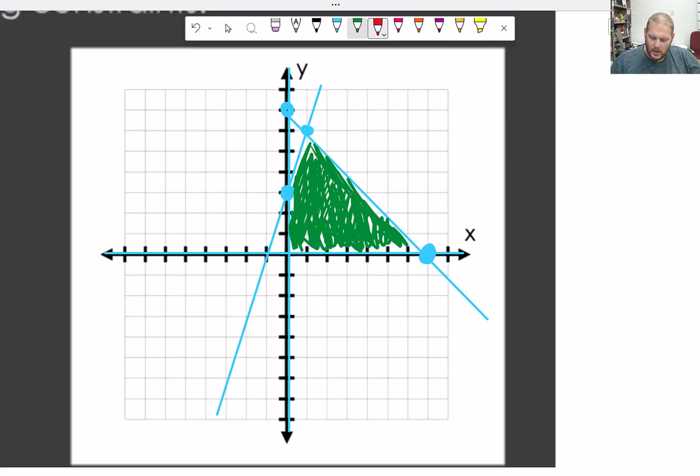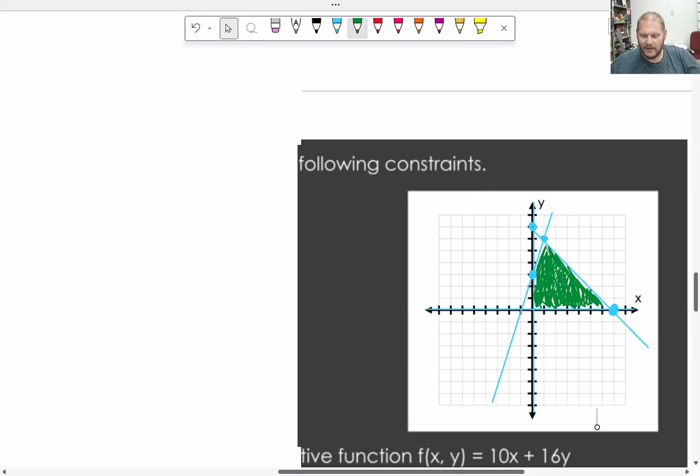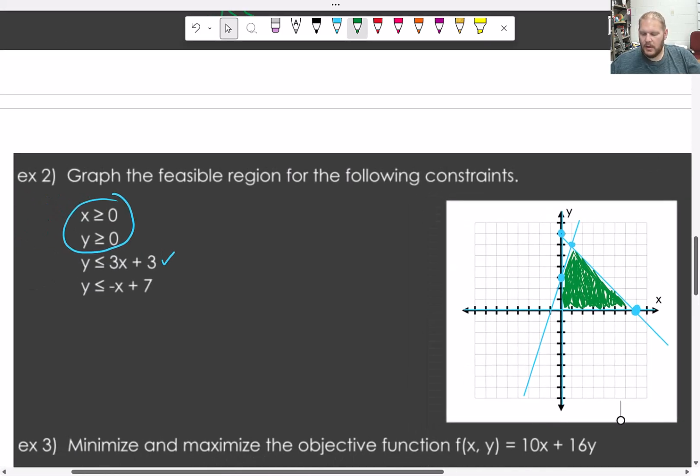Okay, so that would be all to do for this one. We don't have to identify or describe what those vertices are for this point. They just want us to graph the feasible region, and that would be good. That would be all that we need to do for that problem.